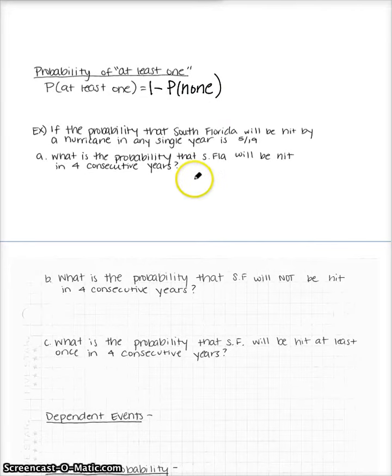If the probability that South Florida will be hit by a hurricane in any single year is 5/19, what is the probability that South Florida will be hit in 4 consecutive years? This is the probability that South Florida is hit in the first year, and in the second year, and in the third year, and in the fourth year. Since this is an and problem with multiple events occurring, we're multiplying the probabilities.